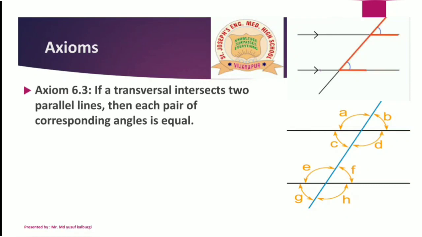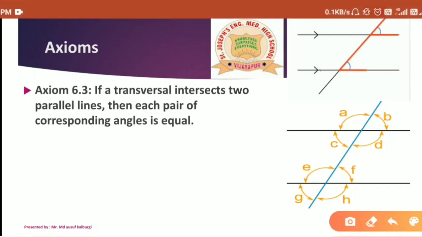Axiom 6.3 says, if a transversal intersects two parallel lines, then each pair of corresponding angles is equal. We have studied it. If the lines are parallel, the corresponding angles will be equal. I have shown you. So remember, if there are parallel lines, then their corresponding angles will always be equal. Remember, axioms are nothing but true statements, you can say.